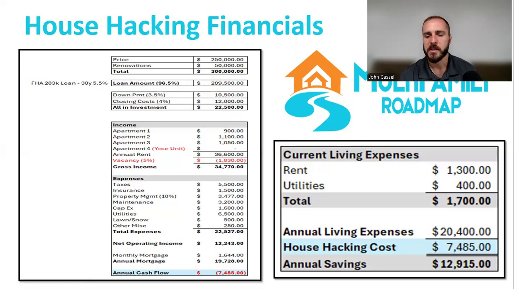So this is the best way to get in. This is the fastest way to get yourself to financial freedom: by cutting your living expenses, saving more, and getting into your first multifamily property. So this is what I recommend. I recommend house hacking for anybody that's getting started, because it's just a quicker way to get you where you want to be.